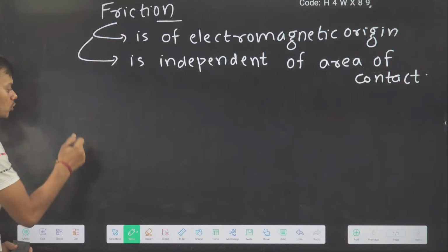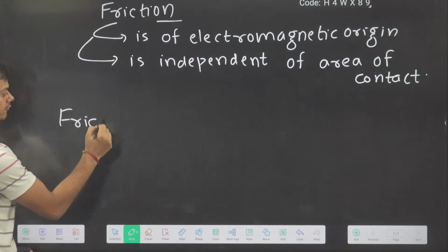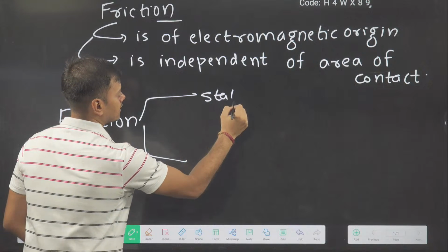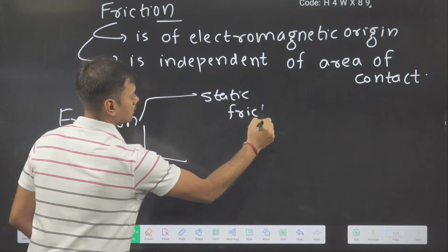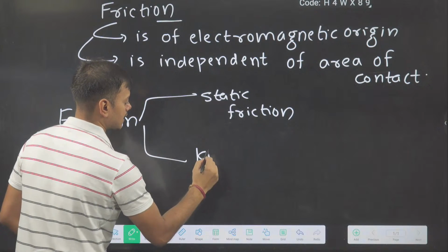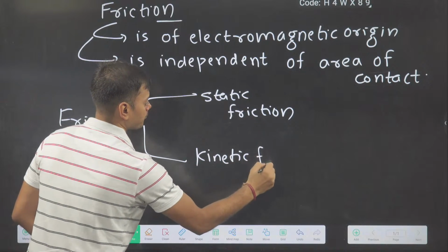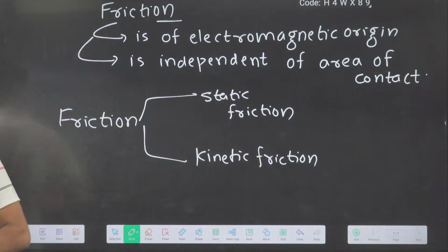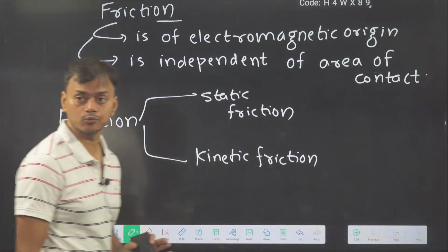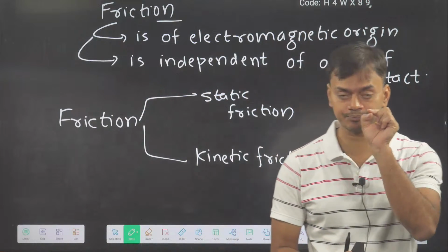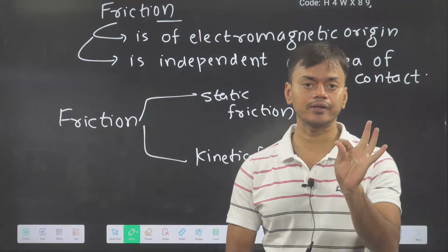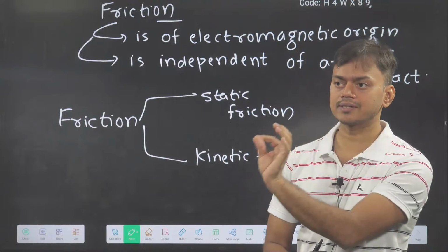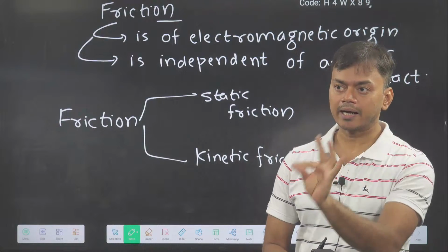Now see, friction is of two types. Everyone just brace yourself. Friction is of two types, namely, one is static friction, second is kinetic friction. Any problem that we come across, we have to decide which friction is in play, whether it is static or whether it is kinetic. Depending on that, the answer will depend. So I will tell you how to decide whether static friction is acting or kinetic friction is acting.